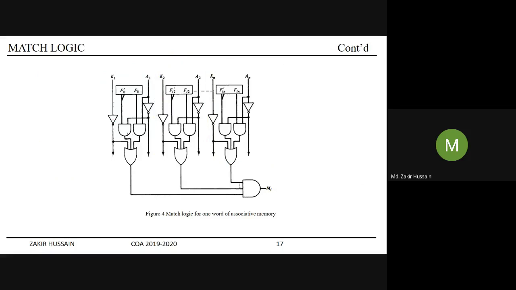You see here, in the expression, this is coming here. F bar is coming to the first AND gate. The first AND gate output is F bar, and this one going here is A bar.